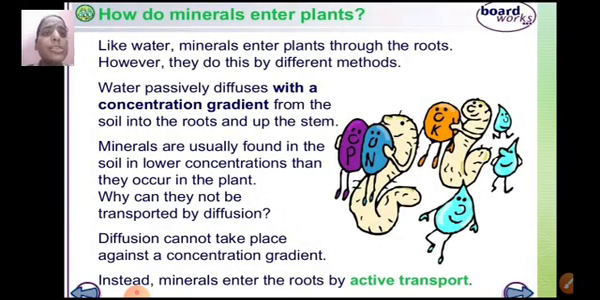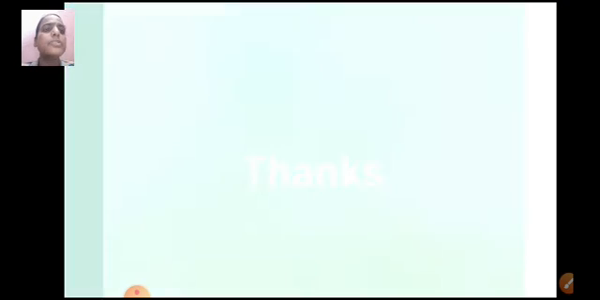Like water, minerals enter plants through the roots. However, they do this by different methods. Water passively diffuses with a concentration gradient from the soil into the roots and up the stem. Diffusion cannot take place against a concentration gradient, so mineral uptake is known as active transport.